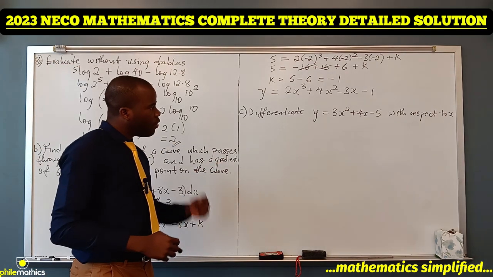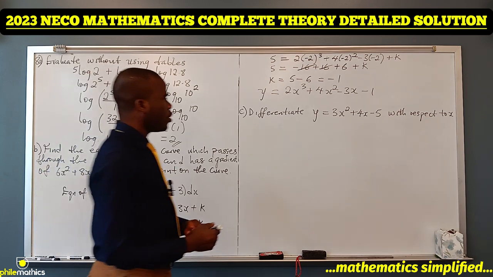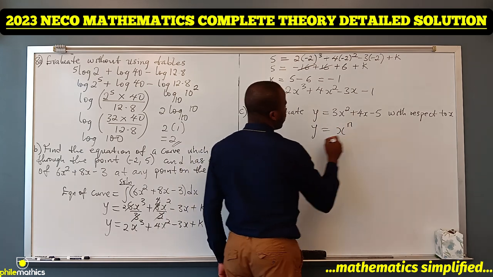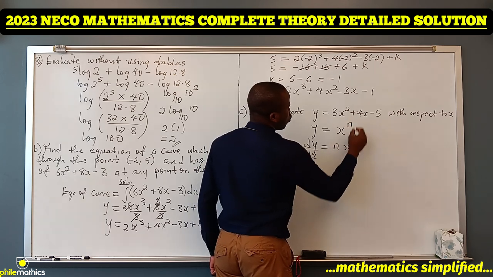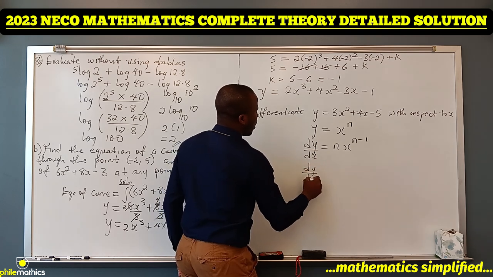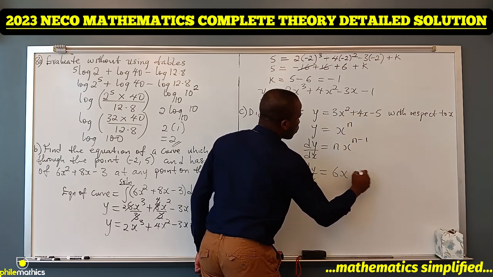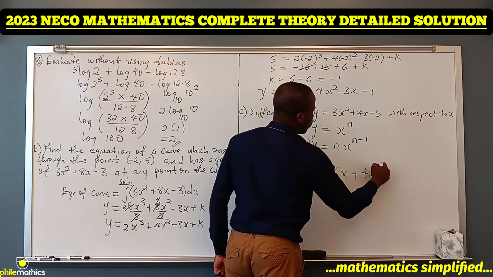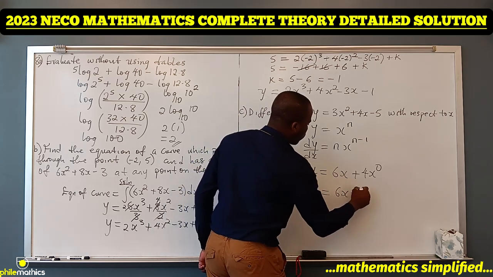C says differentiate y equals 3x squared plus 4x minus 5 with respect to x. So remember our differentiation formula. If y is equal to x to the power n, dy/dx is n times x to the power n minus 1. So if we apply that here, dy/dx will be 2 times 3 is 6x to the power 2 minus 1, which is 1, plus 4 times 1 times x to the power 0, and the derivative of a constant is 0. X to the power 0 is 1, so it is 6x plus 4.